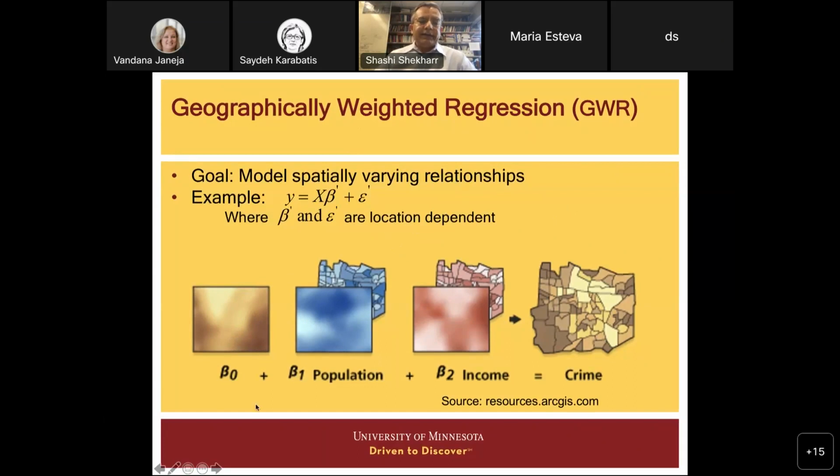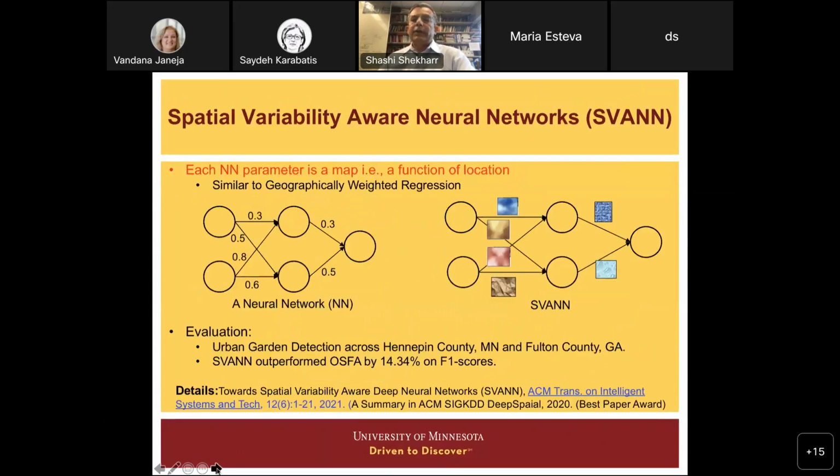Now these ideas, as you can imagine, can be taken further. In the world of neural networks, right now most of it is still a one-size-fits-all world, but some work has started. One of the theses in my group is trying to generalize neural networks like CNN to make them a little bit more flexible. This is the classical neural network, where each weight is a scalar. You can imagine a generalization where each weight is a map. This is what we call spatial variability aware neural networks.